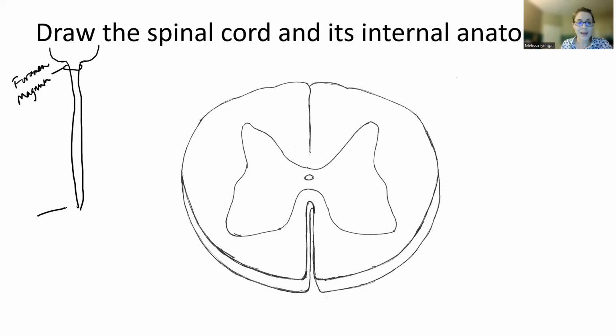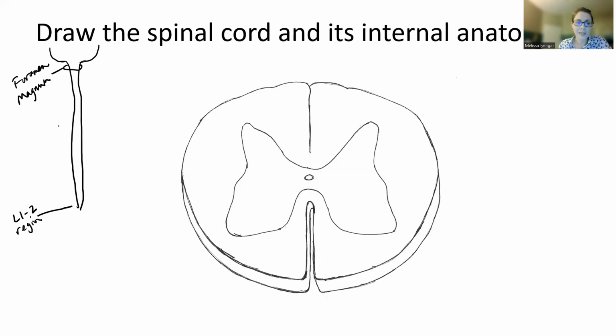And then it's going to end, remember, at the L1, L2 region. So it's not going to be very, very long. I mean, it's going to be long, but it's not going to be as long as you think it's going to be, because it's not going all the way to your sacral region, right?